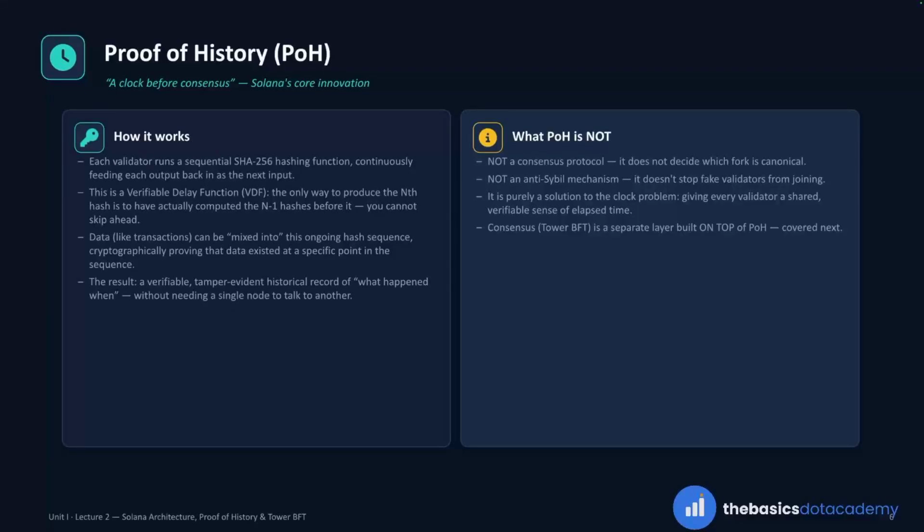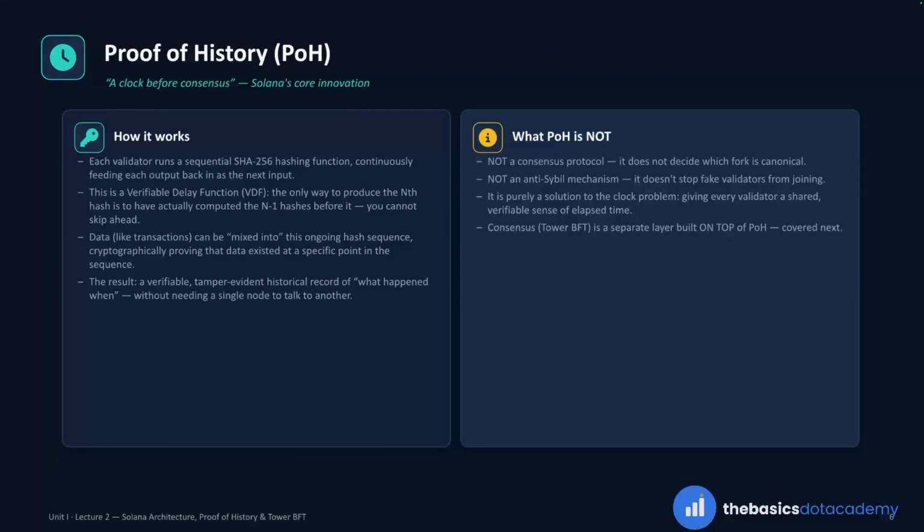So what is the result? A verifiable, tamper-evident historical record of what happened where, without requiring a single node to talk to another. Apart from data, the timestamp itself is added cryptographically into the hash. So the nodes, or validators, in Solana don't have to communicate explicitly with other nodes to confirm what has happened and when it has happened.